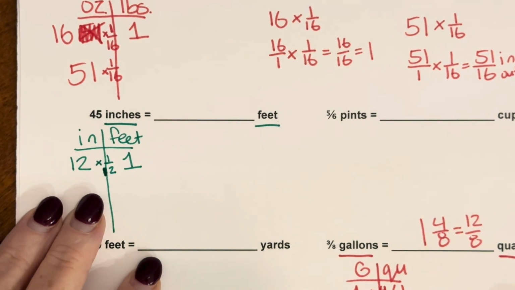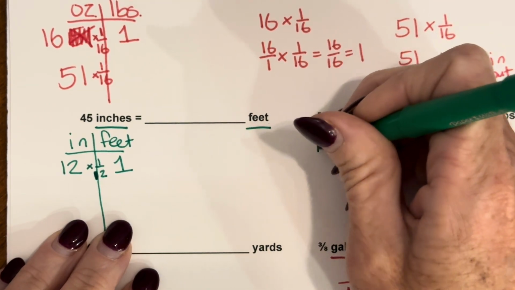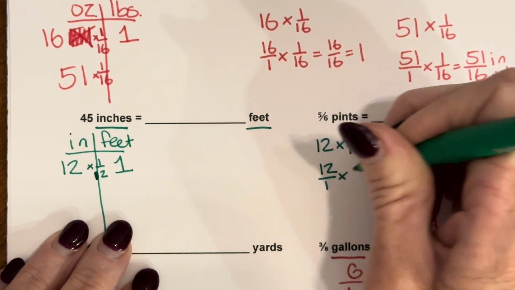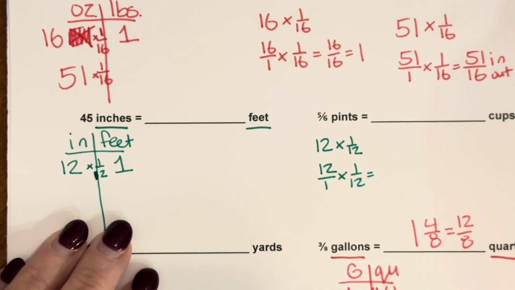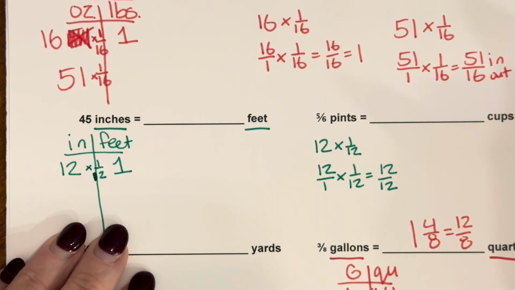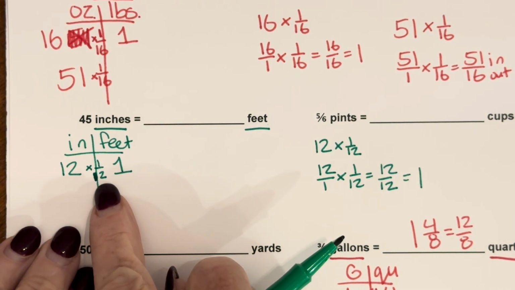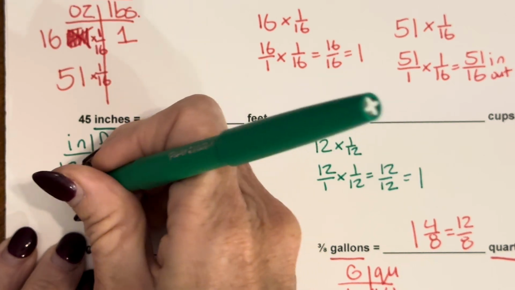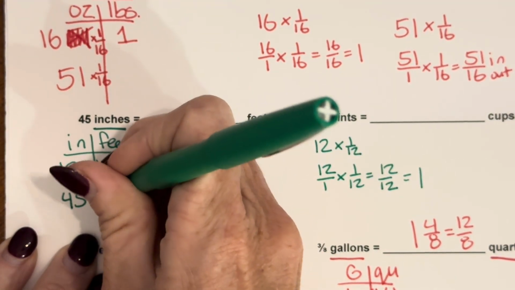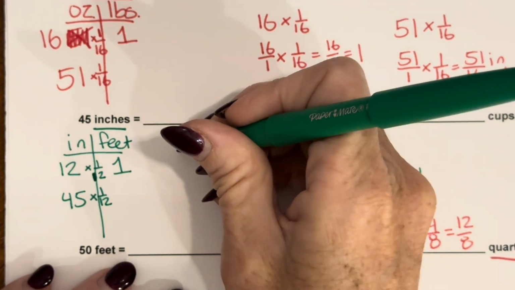And again, we can go over here and use this space. What is 12 times 1/12? Well, that's the same as 12 over 1 times 1/12, which is the same as 12/12, and we know that equals 1. So I had to multiply by 1/12. So I'm going to take my 45, and to figure out how many feet it is, I also need to multiply it by 1/12.